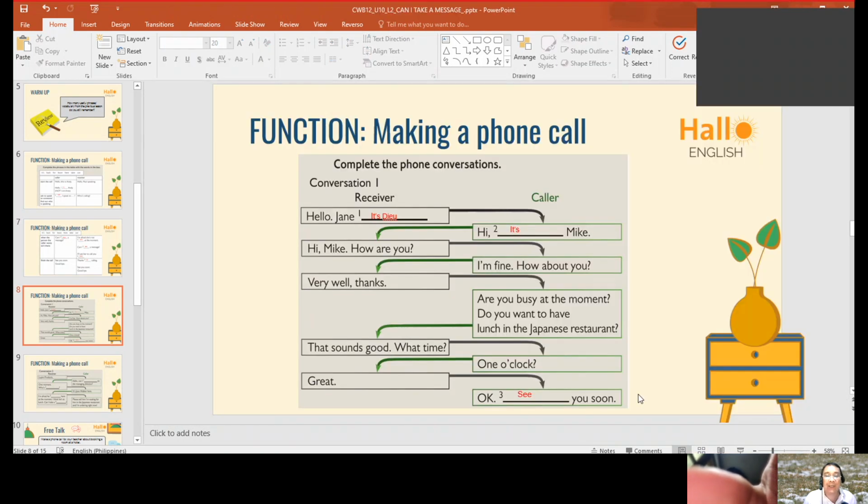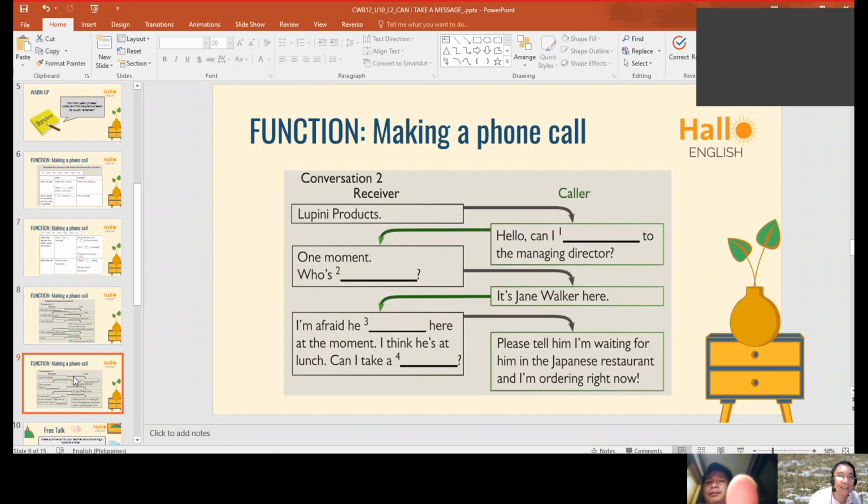Now, in this particular conversation, which do you think would be the starting point? It's here, right? So this would be the start. Then after that, they should ask for the someone they want to meet. And then after that, the message, the purpose why the caller is calling. And then after that, you have to end the conversation. Very good.